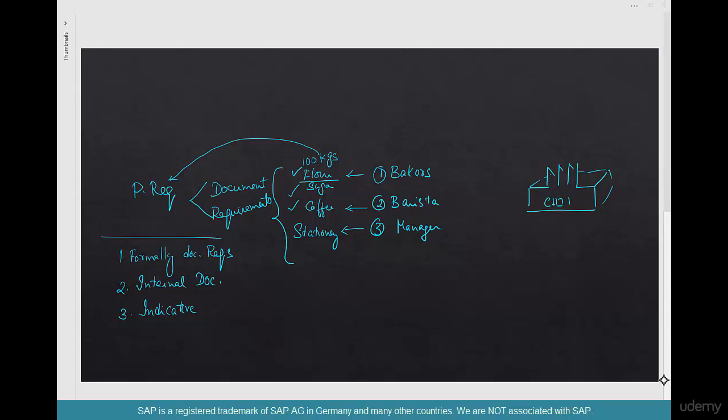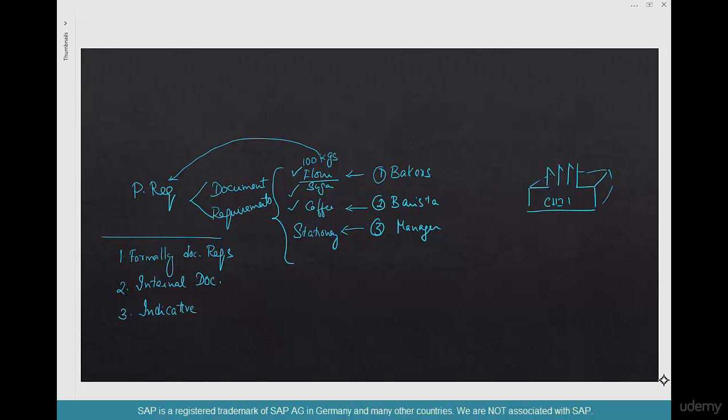The baker might not know that there is a 100 kilo bag of flour lying in another plant which can be transferred to this plant. He's doing his job. He doesn't know what's happening in terms of all the goods that are lying across the company. He just knows that next week or next day he requires 100 kilos of flour. That's it. If he wants to document it, he can document it as a purchase requisition.